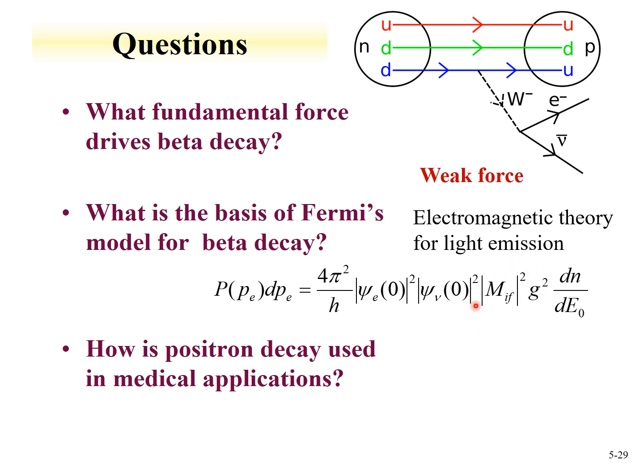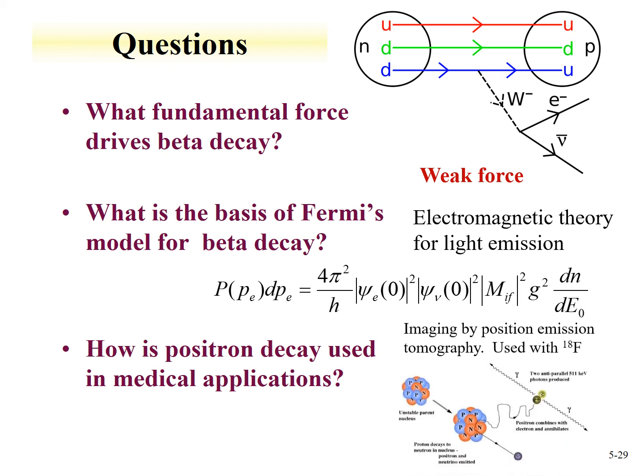And a final question is some applications of beta decay. How is positron decay used in medical applications? Well, it's used in imaging by positron emission tomography. For example, fluorine-18 is used. When a positron is produced, it collides with an electron, and this is antimatter colliding with matter, it creates 2 gamma particles 180 degrees away from each other. These gamma particles each have an energy related to the mass of the electron and the positron, so it's 511 keV. They come off at 180 degrees.